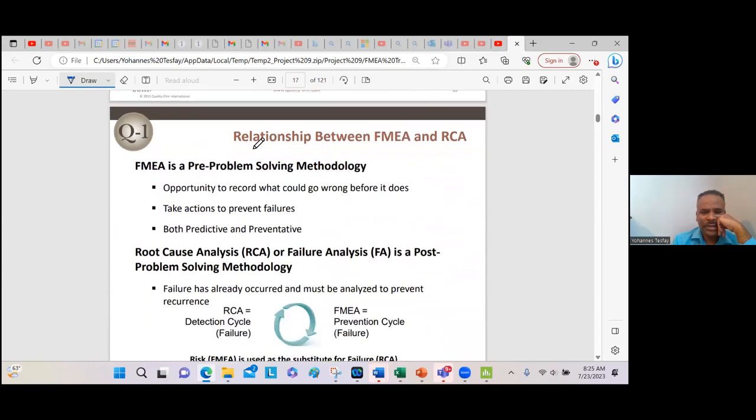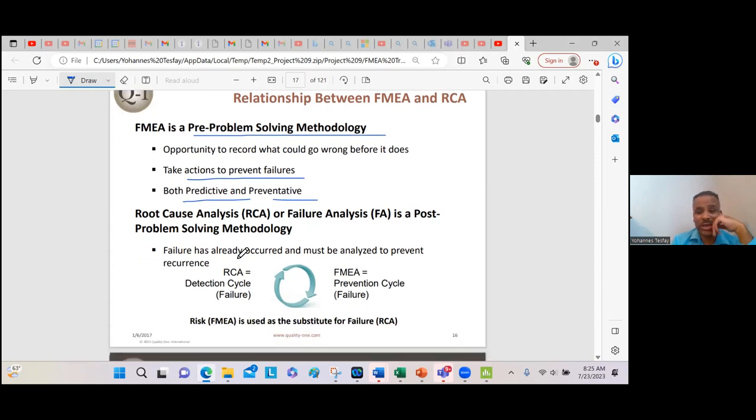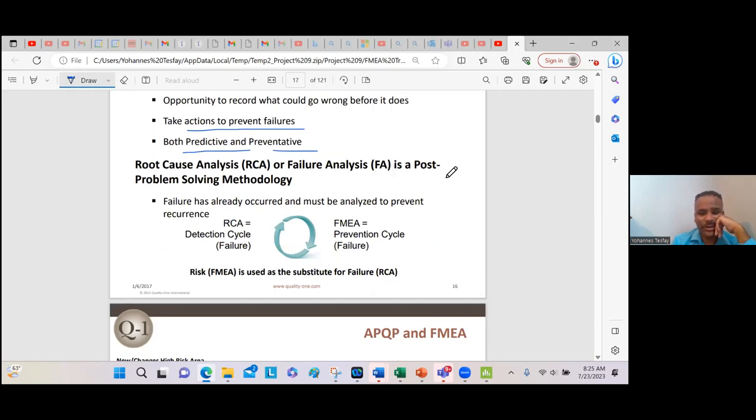So the relationship between failure mode and effects analysis and root cause analysis. FMEA is a pre-problem solving methodology. It is proactive. The opportunity is to record what's going to go wrong before it does, and take actions to prevent the failure. It is both predictive and preventive. Root cause analysis just happens after the failure. It is a post-problem methodology.